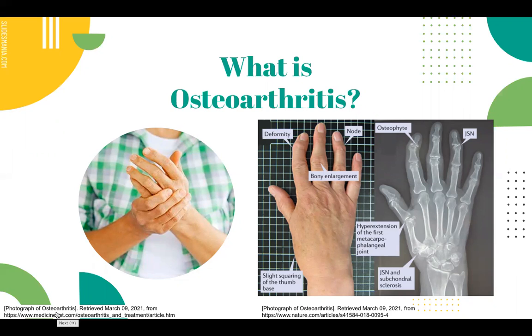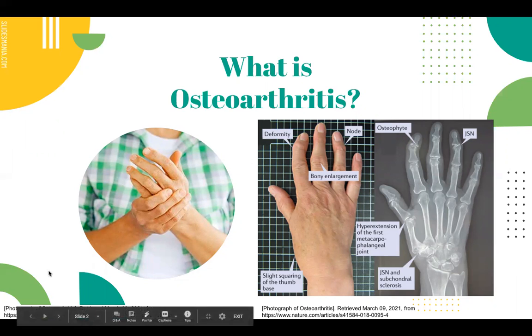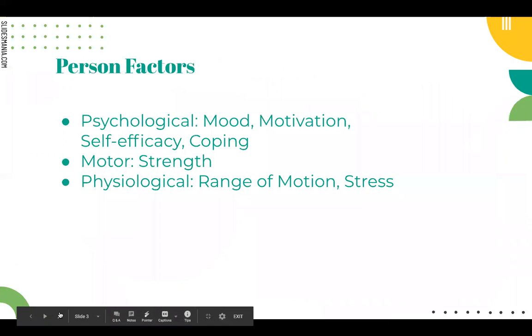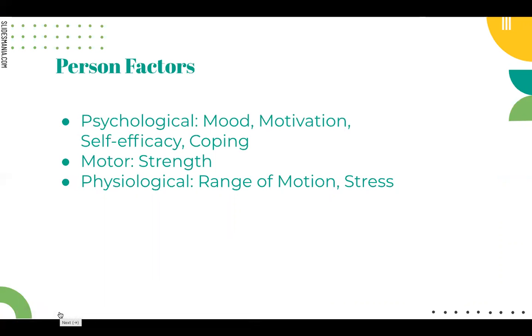As you can see on this slide, this is what osteoarthritis looks like in the hands, with joint deformity, nodes, and bone enlargement. Some altered person factors that may occur with individuals who have osteoarthritis include psychological, motor, and physiological. For example, limited joint movement could minimize one's self efficacy in doing tasks. Pain from this condition may reduce one's strength. Joint stiffness can affect fine motor skills and range of motion, and trying to alleviate symptoms could potentially be stress inducing.